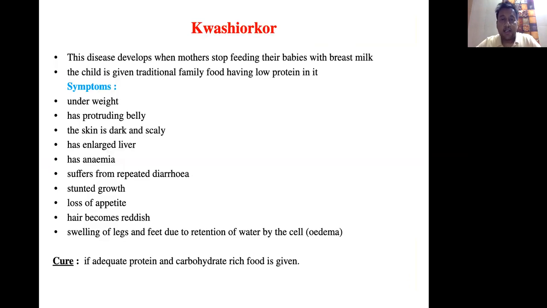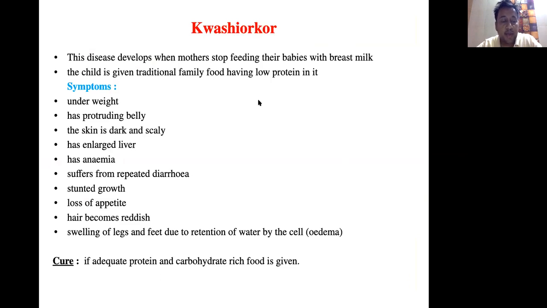Again, the other protein energy malnutrition disorder is kwashiorkor. This is a disease which develops when there is low protein supply, but the energy content is more or less adequate. So the protein energy ratio is decreased. It means there is low protein while the energy content is either adequate or high. The protein energy ratio is decreased.